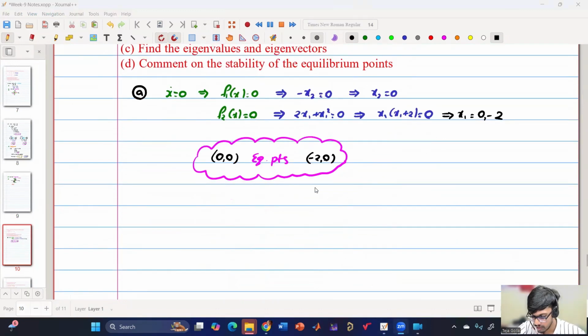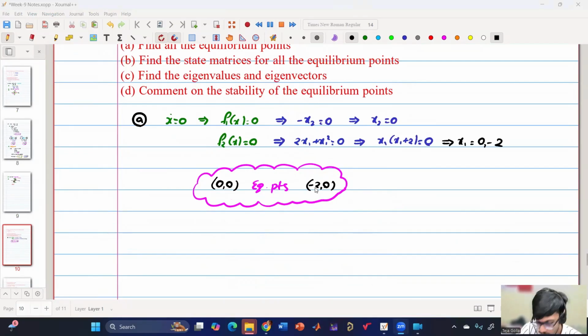First I'll get the generic state matrix. I'll do something like this. So Naveen, are you able to hear me now? Naveen, are you able to hear me?